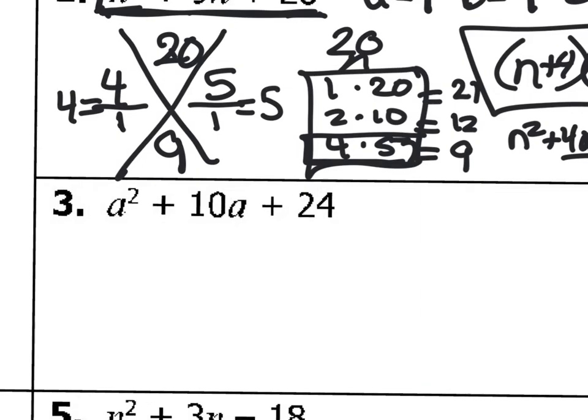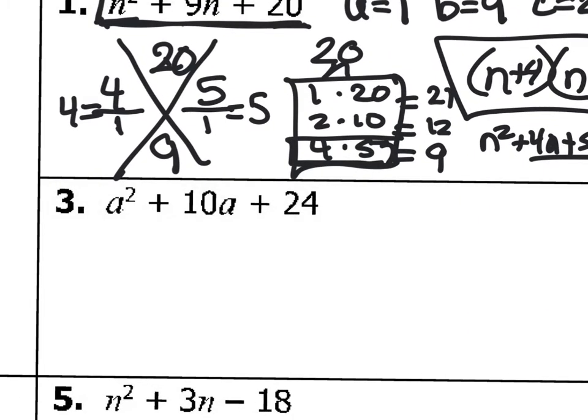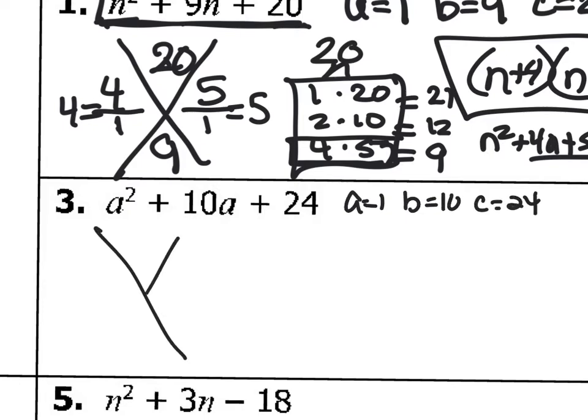All right, let's try this one. We said A is 1, B is 10, and C is 24. So at the top, we put A times C, so 24, and at the bottom, we put B. And we're always dividing by A. And today, A is going to be 1, because that's all we're looking at, is when A equals 1.